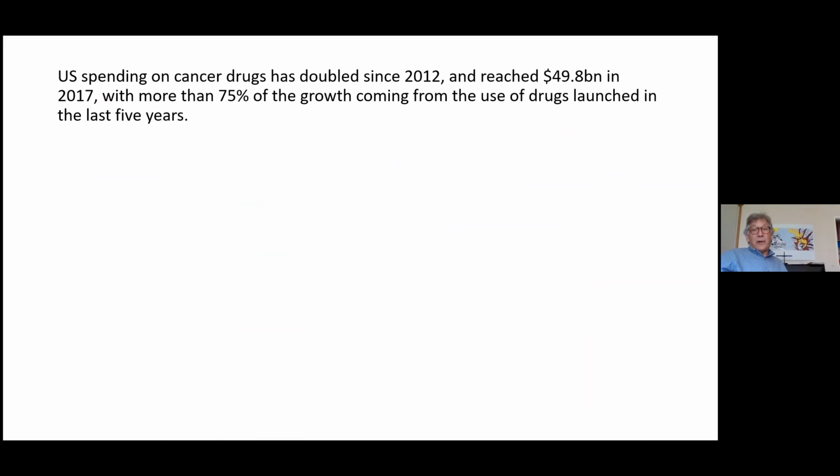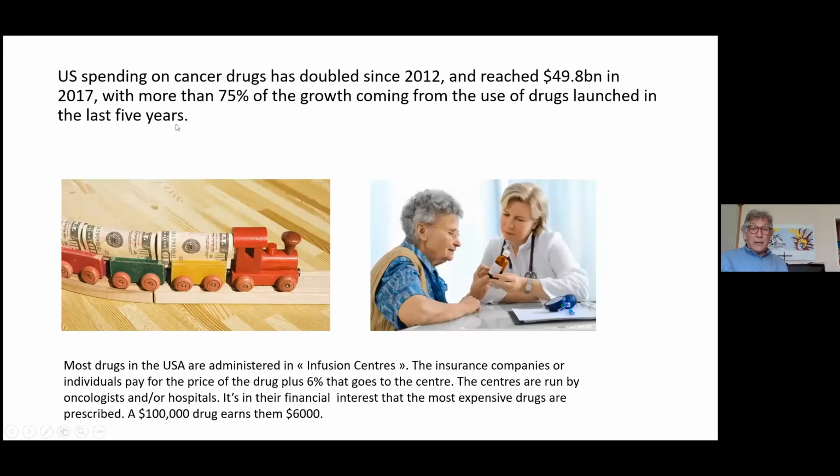So look at the US spending. The US spending doubled, reached 50 billion in 2017. And most of that growth came from drugs launched within the last 5 years. So that's the group of drugs that Hans Christian Andersen and his fairy tales said that their activities is rather questionable. And the clinical trials that led to their registration is questionable in many cases. But, you know, this is a money train. So the nice oncologist here talking to the patients will give this drug in what's called an infusion center in the States. And the drug cost plus 6% to the patient here means that the oncologist, for every $100,000 drug, earns $6,000. So this system isn't going to change when oncologists are making quite a lot of money out of the system.